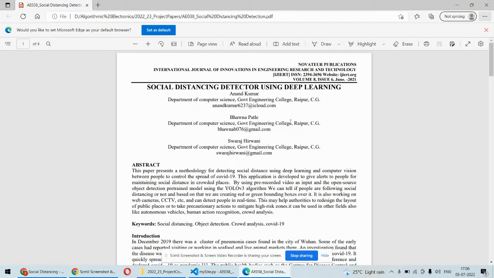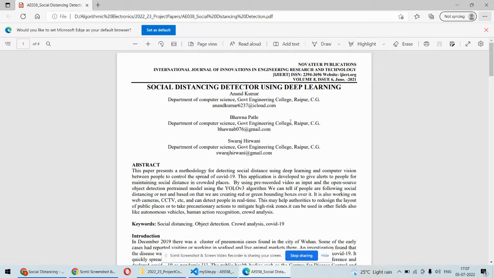So in this video, we are going to understand the demonstration of social distancing detection using a deep learning algorithm. As far as social distancing is concerned, it is very important in a COVID-like situation, where we should ensure that people are maintaining social distancing so that the spread of COVID can be controlled. For this purpose, we are using the YOLO version 3 algorithm, which is a deep learning algorithm for detection of objects and people.